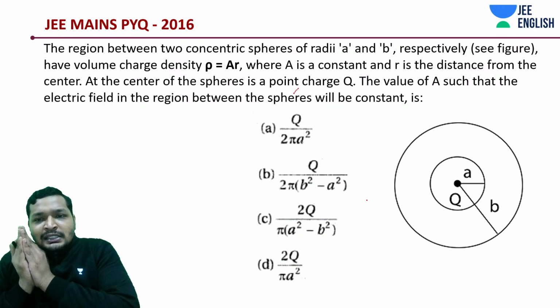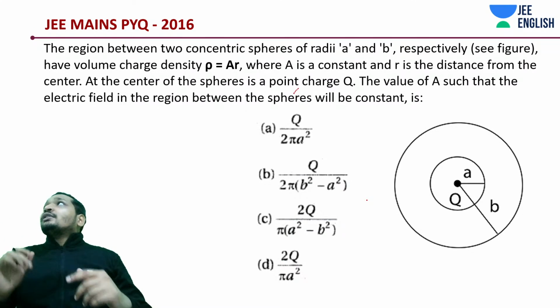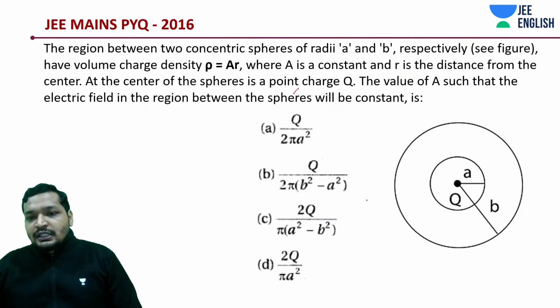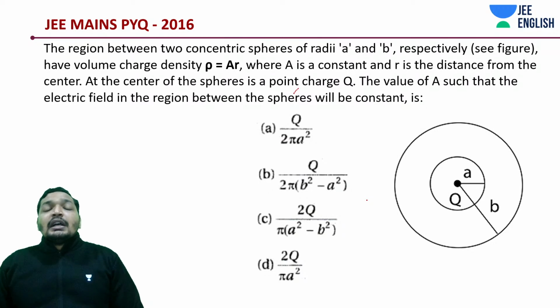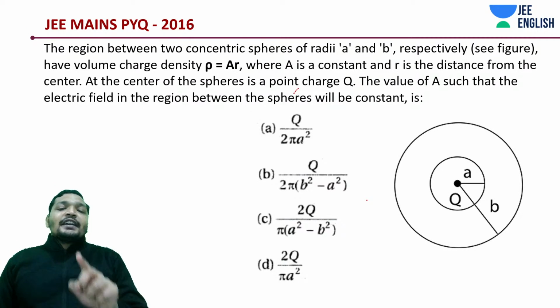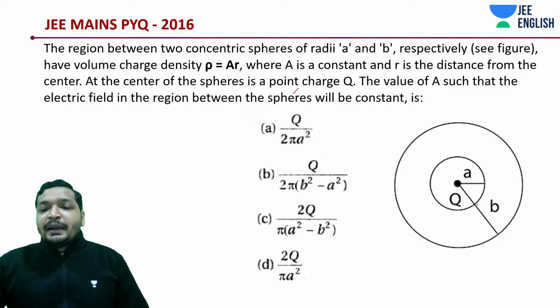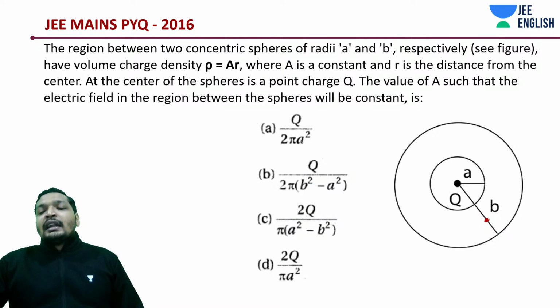Okay, the charge density between those metallic spheres, between the shells, should be constant. When is that possible? That is only possible if the equation you're deriving is only dependent upon A and R. A and R, right?